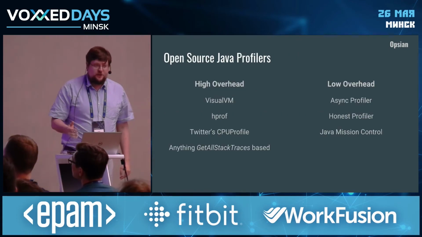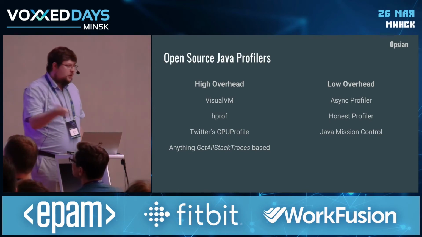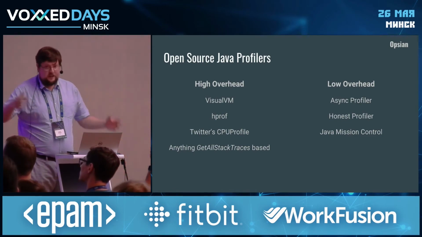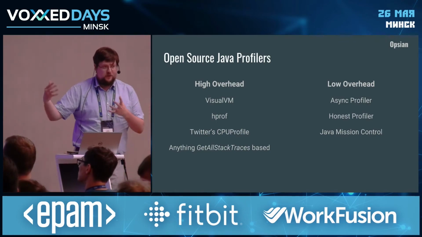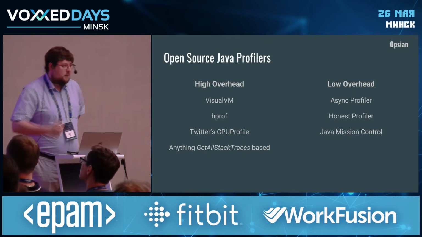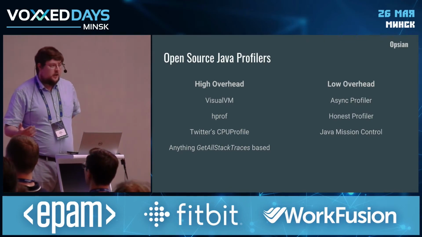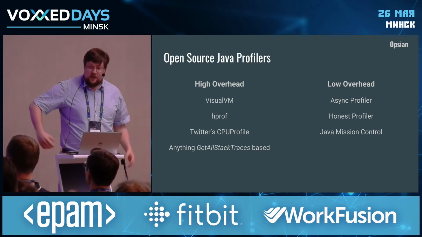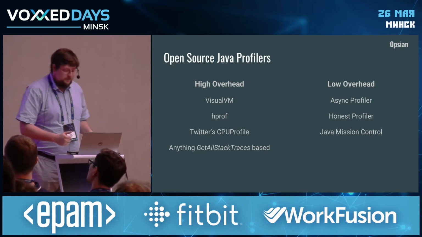Now, you can use open source tooling to get certain of these low overhead profiling tools. So traditional profilers tend to be pretty high overhead. JVisualVM, hprof, Twitter CPU profile, anything that uses the standard APIs will be pretty high overhead. But there's a bunch of open source tools that are much, much lower overhead. Async Profiler on GitHub, Honest Profiler on GitHub, which is a project that I partly run and wrote some of the code for. There's also Java Mission Control as well, which has now been open sourced, which is fantastic.